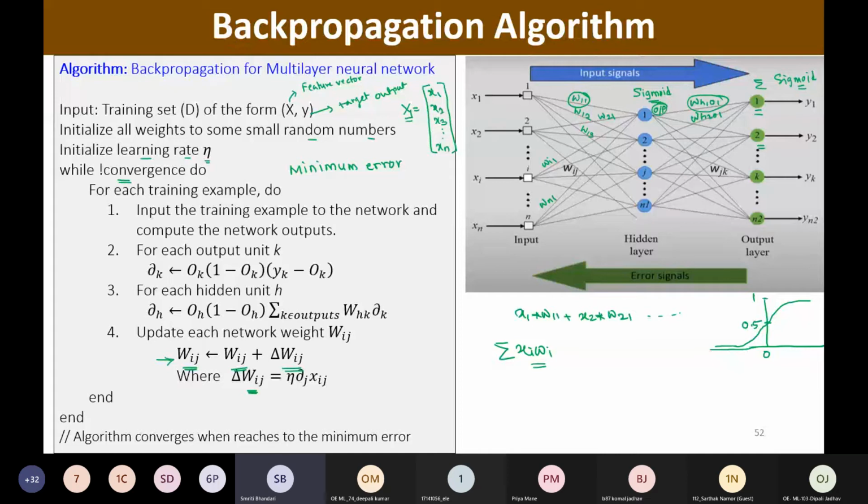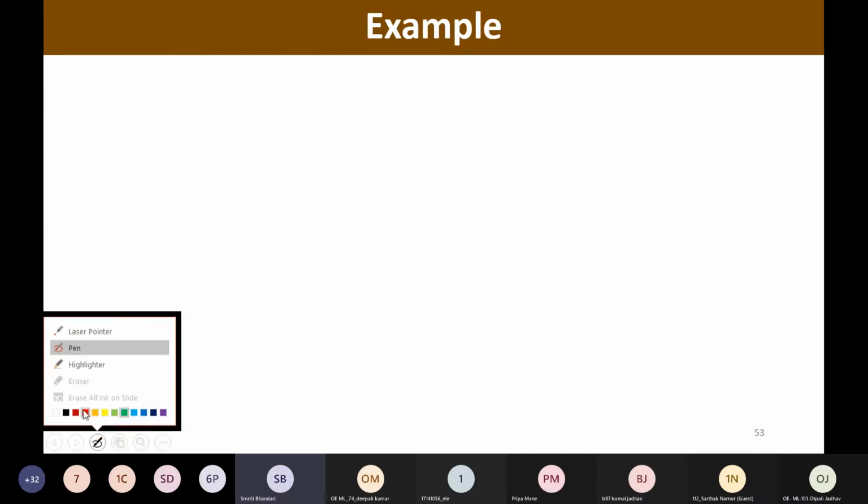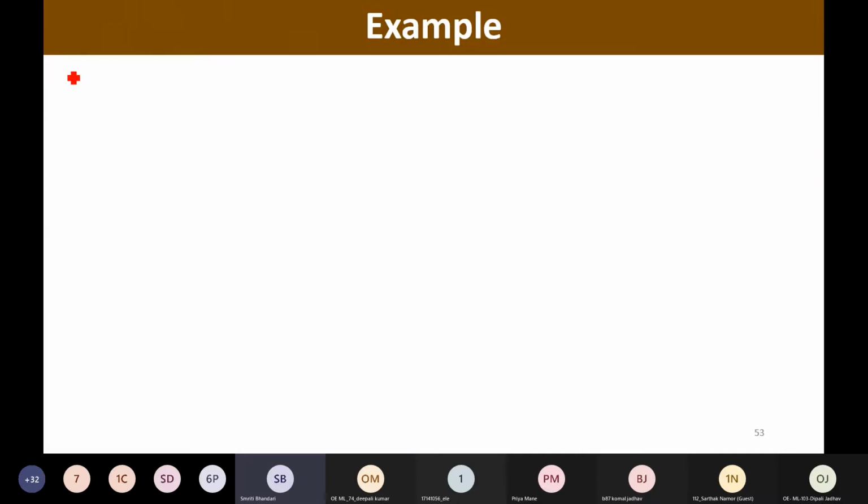So may I go with one example? Yes, ma'am. Right. So let us go with one example so that you can understand how actually this algorithm works. So we are considering a very simple neural network. So you may also solve this problem with me.